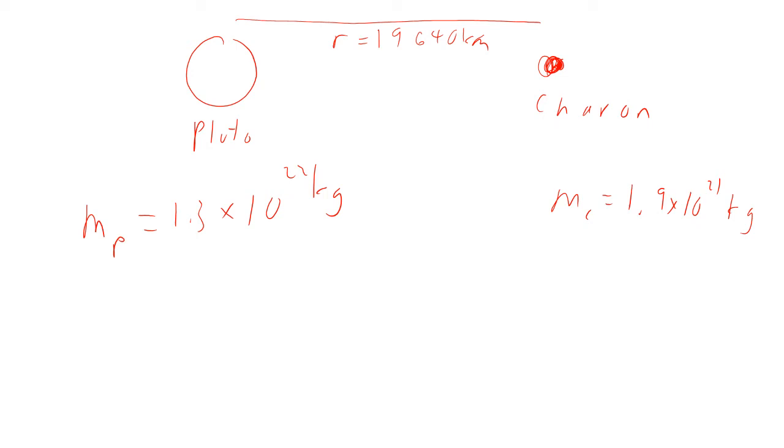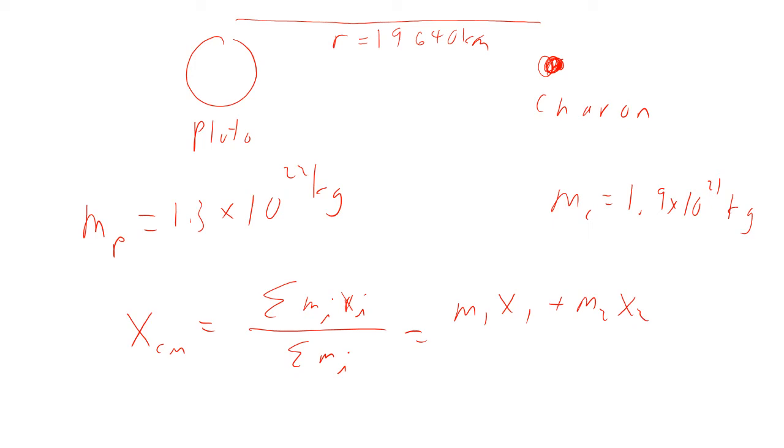Well, what do we do? Well, we just had the idea there. The x position of the center of mass is going to be basically the sum of the m sub i, x sub i's over the total mass. In other words, it'll be m1x1 plus m2x2 over m1 plus m2. So I'm going to put my origin right here on Pluto. Okay, and so that means that x of Pluto is going to be 0.